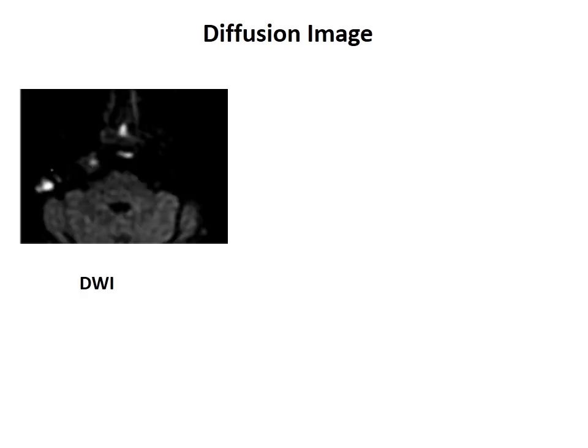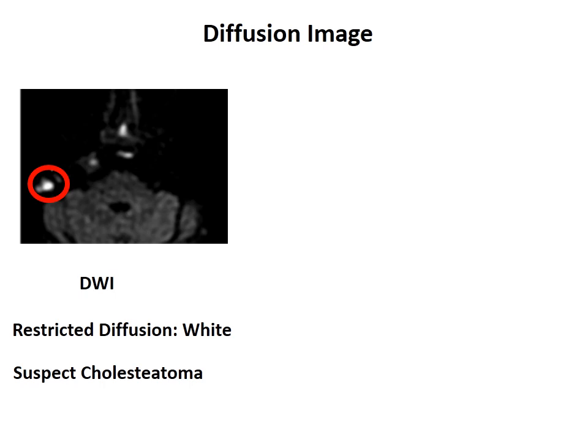The diffusion images, as we mentioned, are done when you suspect cholesteatoma or you are going to operate a case of operated cholesteatoma. And the cholesteatoma in the diffusion weighted images will restrict diffusion and appear as white. And when we see this white area of restricted diffusion, we are suspecting cholesteatoma.